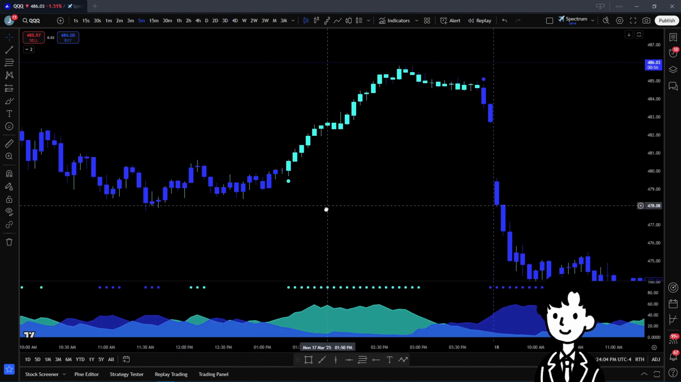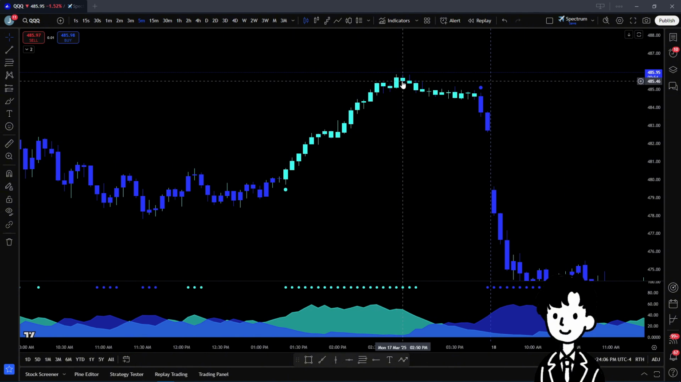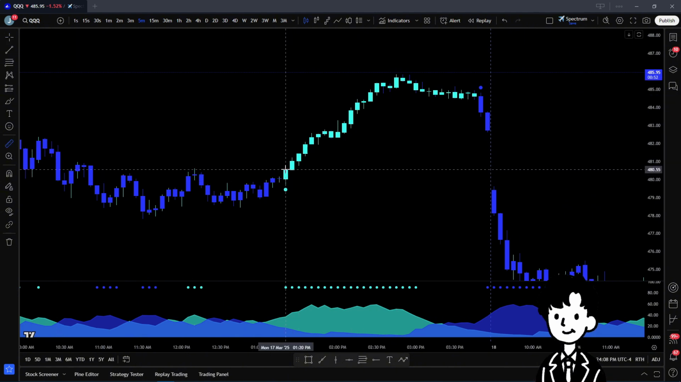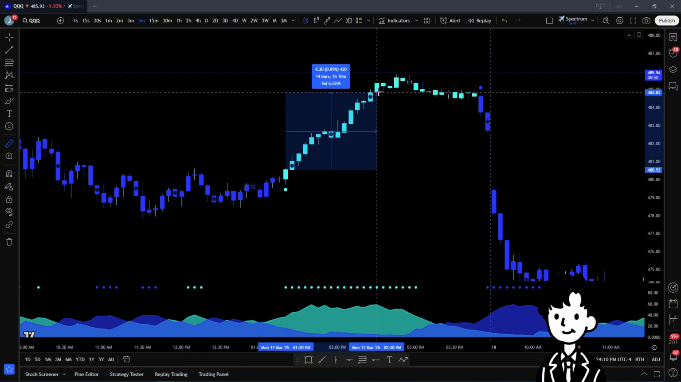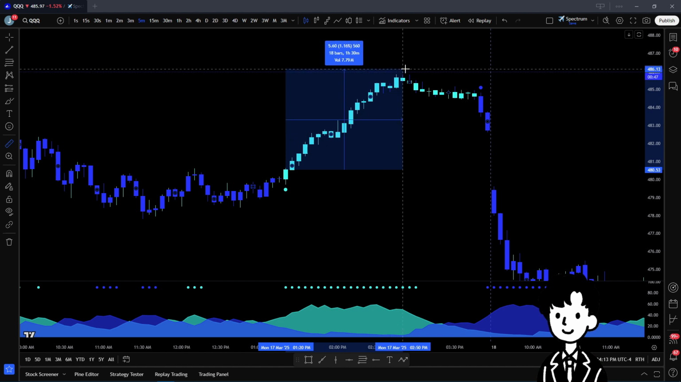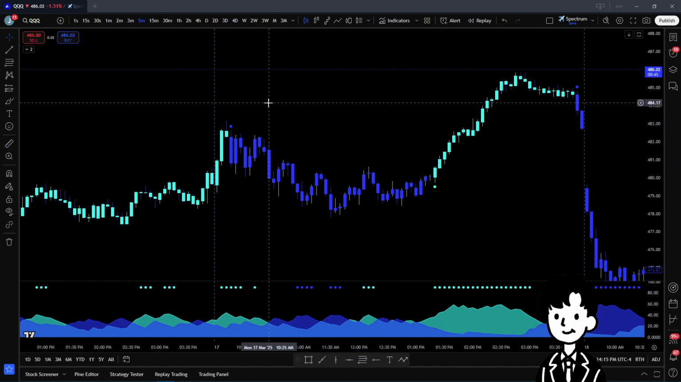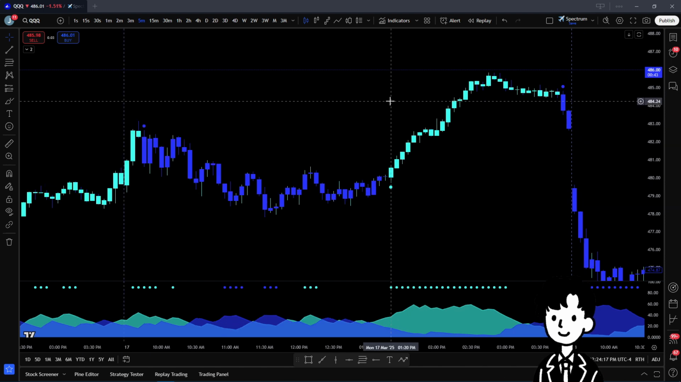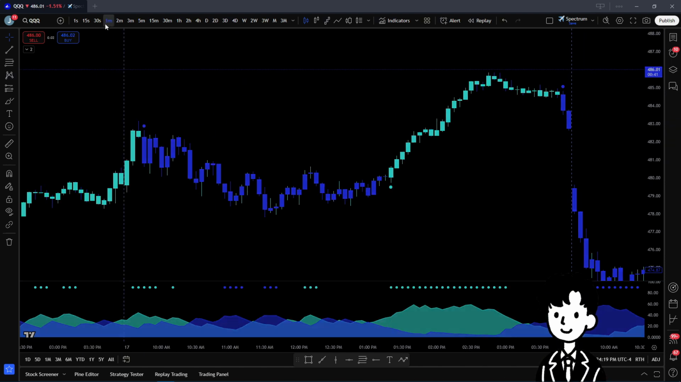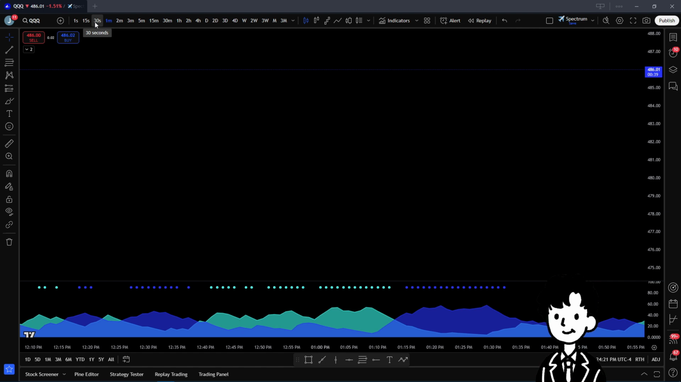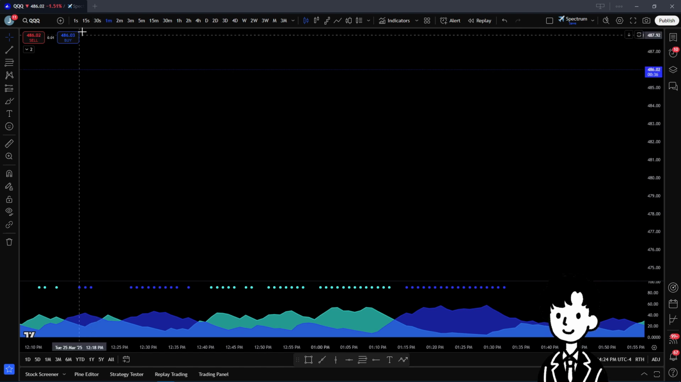Now look at these. Look at this one. Crazy longs. Entered here. Juicy. So this indicator is really nice. 5-minute, 1-minute, even on the 30-second, 15-second, which is if you love to scalp like crazy.